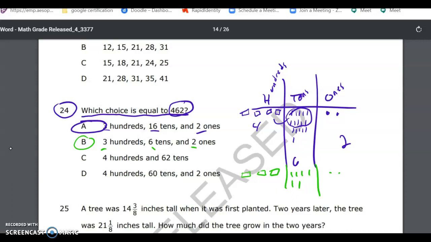So again, you need 10 ones to make 1 ten. You need 10 tens to make 100, and we don't have 10 of these, so you just got 3 hundreds, 1, 2, 3, 4, 5, 6 tens, and 2 ones. So that's 362, as opposed to over here 4 plus the 6 plus the 2, 462. Okay, so that's the difference. When you separate them into the correct place value spots, you get a better understanding of that one.